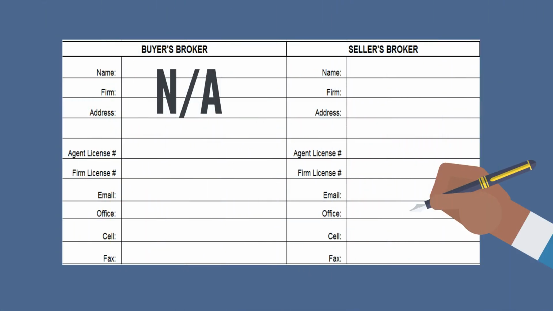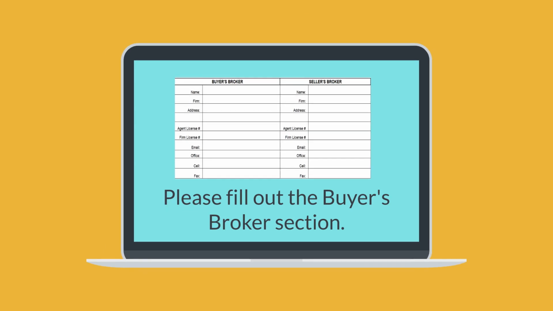If there's no buyer's broker on your deal, simply enter NA in the relevant cells on the deal sheet. If there is a buyer's agent, make sure you include their license information. The easiest way to find this out is to simply paste the buyer's broker section of the deal sheet into an email, send it to the buyer's agent, and ask them to fill it out.